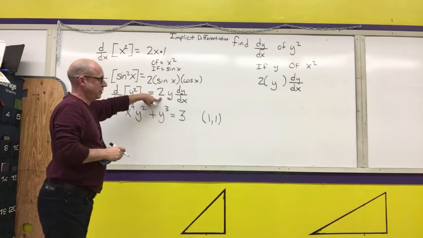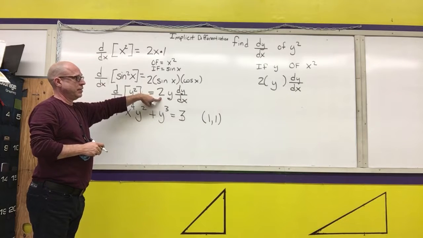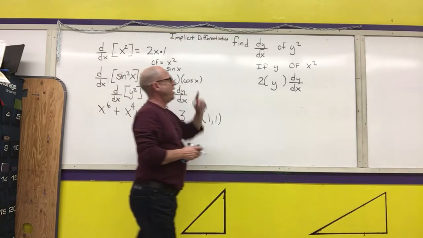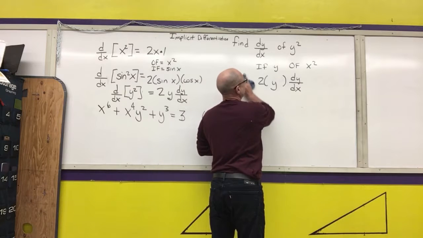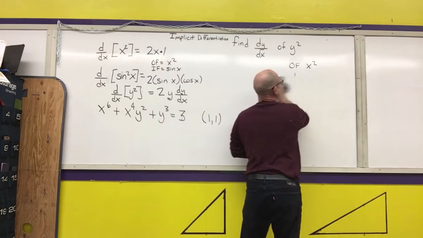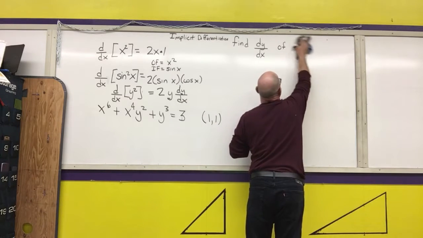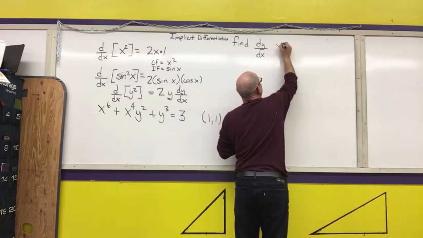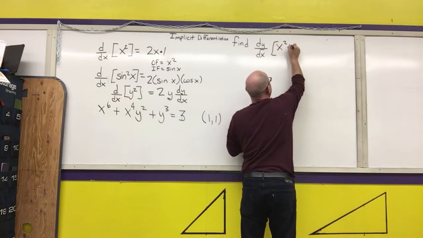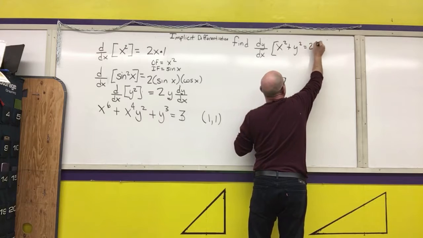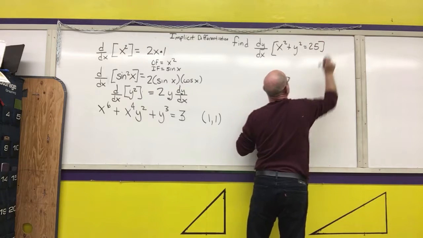Notice I got the exact same answer. So let's go back to the one that I could solve before: the derivative of x squared plus y squared equals 25. And let's do it the second way and see if we get the same answer.